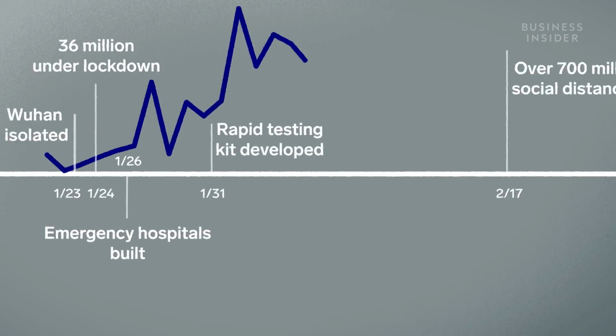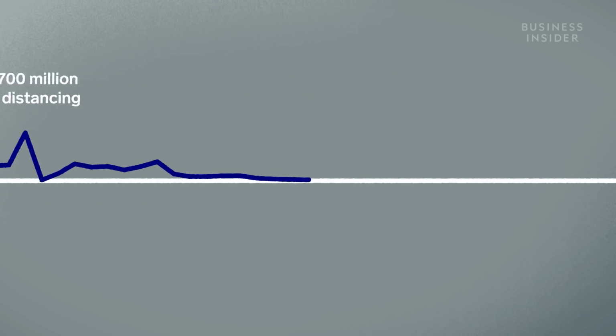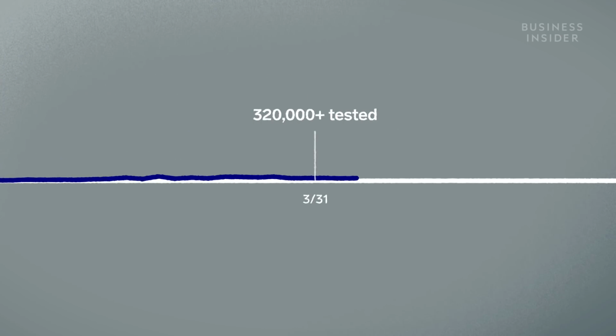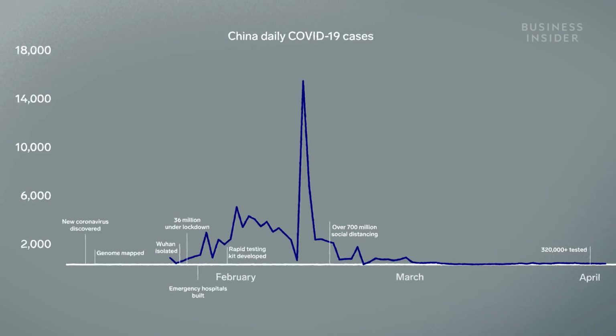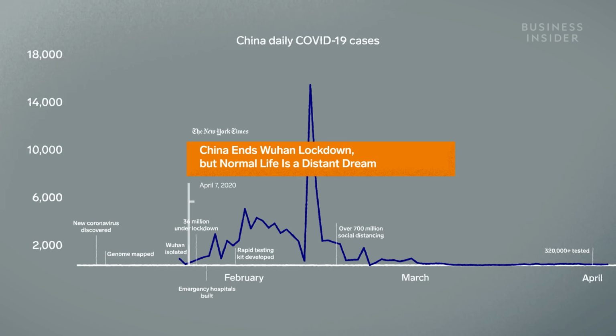By mid-February, over 700 million people were placed under travel restrictions or quarantine. And by the end of March, China had conducted over 320,000 coronavirus tests and had attempted to trace each of the 80,000 plus cases. After a large outbreak, it was able to flatten the curve, to the point where earlier this month, China reopened Wuhan, over 10 weeks after the lockdown started and over 13 weeks after the first cases were reported.